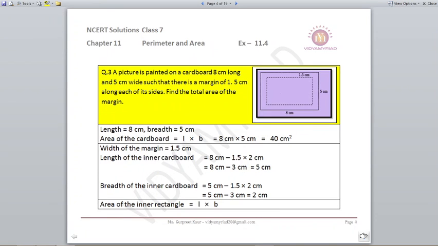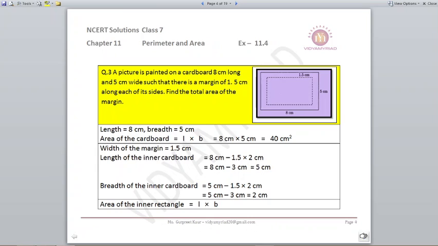Question number 3. A picture is painted on a cardboard 8 centimeters long and 5 centimeters wide, such that there is a margin of 1.5 centimeters along each of its sides. Find the total area of the margin. Now the length is given to us as 8, the breadth is given to us as 5. So the area of the full cardboard is length into breadth, 8 into 5, which is 40 centimeters square.